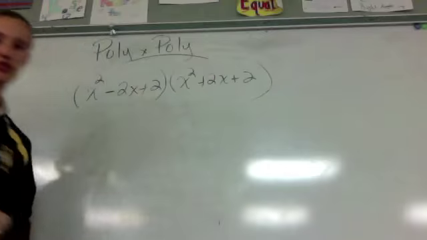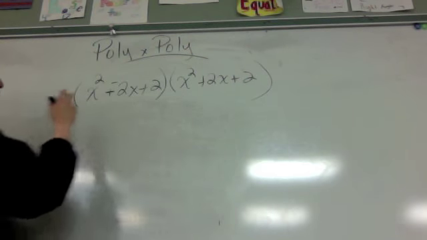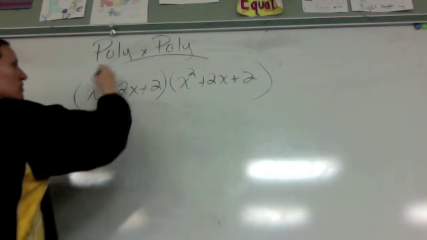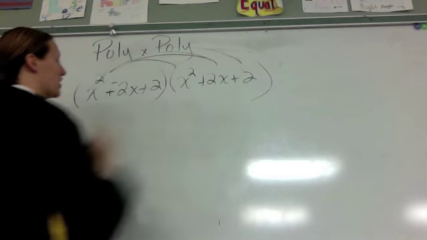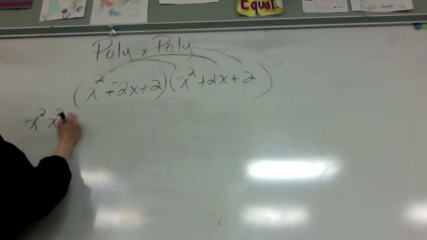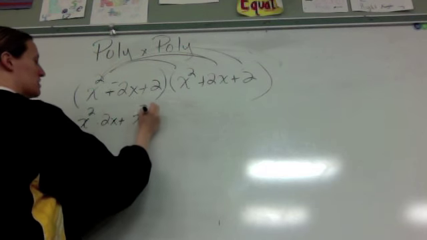Okay, I'm going to do distributive property here first. So now I have 3 that I have to distribute. The x squared has to be distributed, the negative 2x, and then the 2. So if I distribute the x squared, I'm going to take x squared times x squared plus x squared times 2x plus x squared times 2.